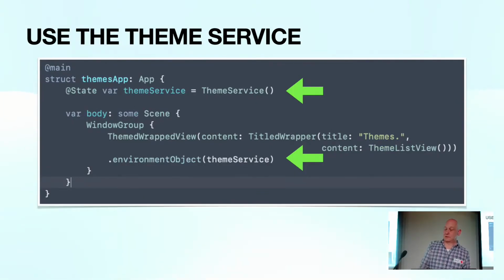And to use this service, we will just set it at the root. We'll initiate it at the root level of the app, and then we'll use the environment system to pass it into our subviews as we go. I'm not sure this is the best way to do it. Like, this works and it's fine. I think there might be nicer ways to do this.